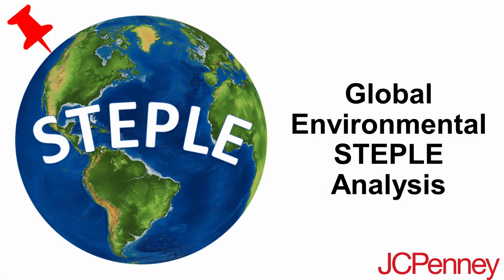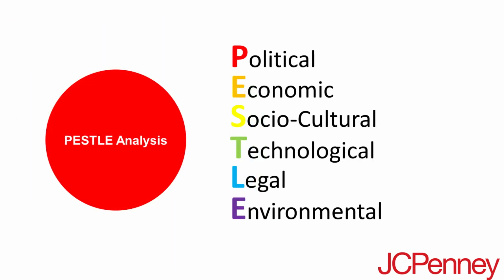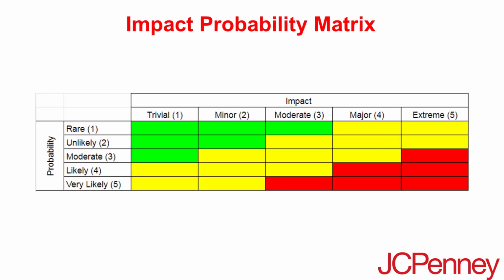STEPLE Macro-Environmental Analysis. As part of the external overview, our team performed what is called the STEPLE analysis. A STEPLE analysis is an evaluation of a firm's external environment. It is divided into 6 categories: political, economic, socio-cultural, technological, legal, and environmental. After identifying important factors within each category, the categories are ranked in an impact probability matrix.